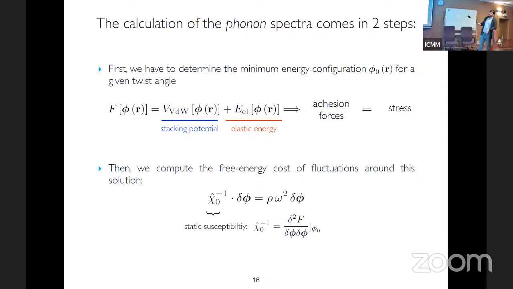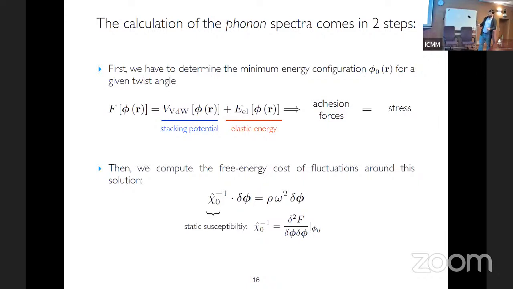And now the minimization of this free energy gives the stacking texture that minimizes this free energy, and this is the same as solving this equation that equates the van der Waals adhesion forces to the stress. And this is the first step. So this is the problem of lattice relaxation.